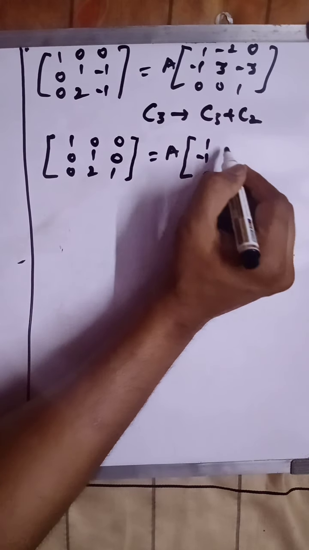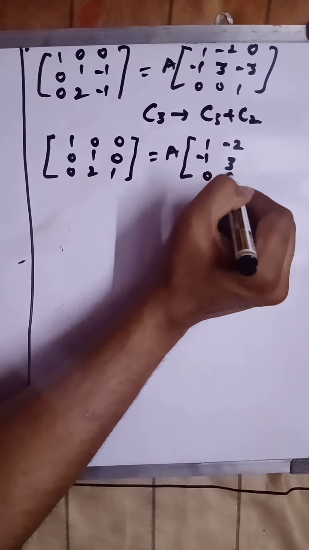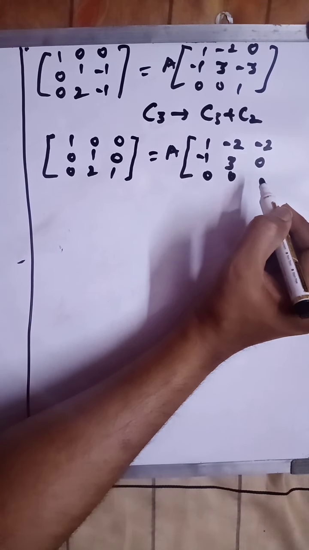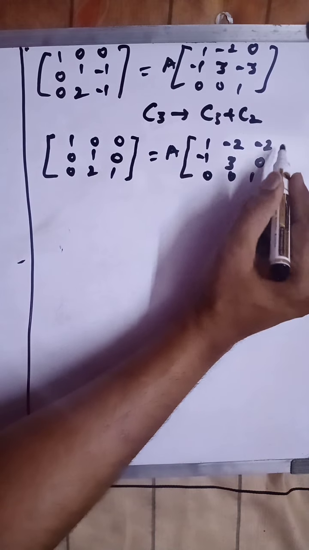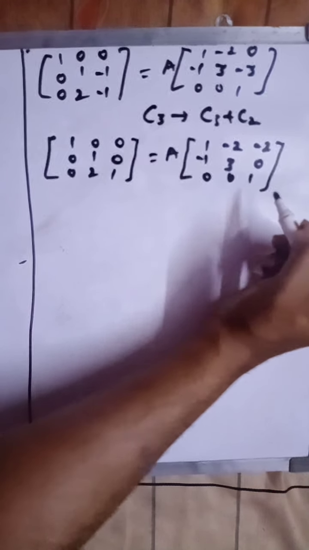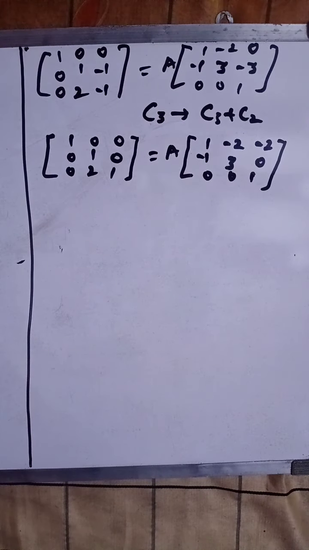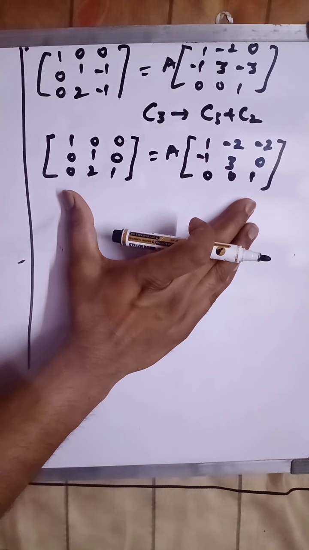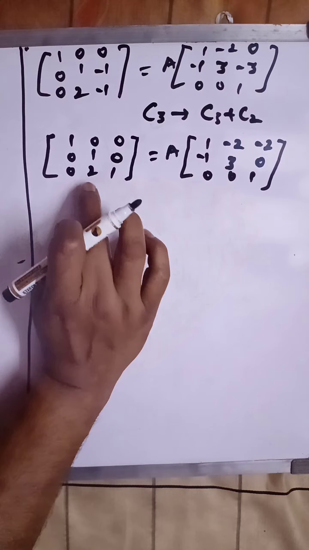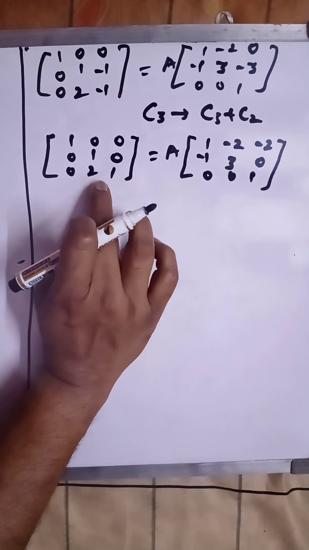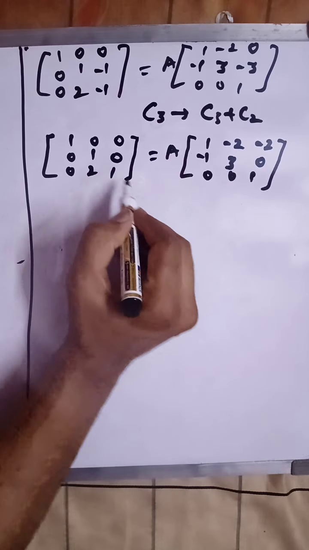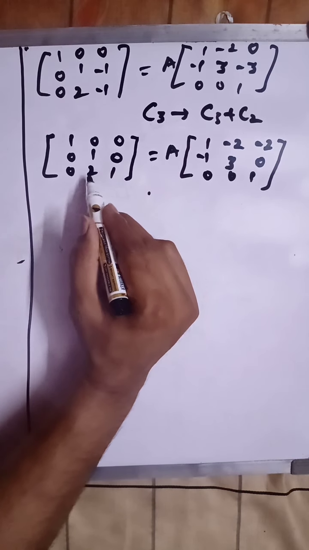1 minus 1, 0. Minus 2, 3, 0. This plus this, that would be 2. This plus this, that would be 0. This plus this, that would be 1. So you will get this. Now, only this 2 is creating a problem. So we have to make it 0.